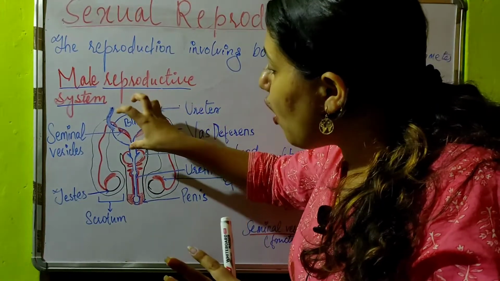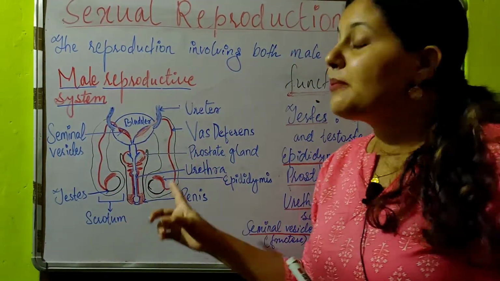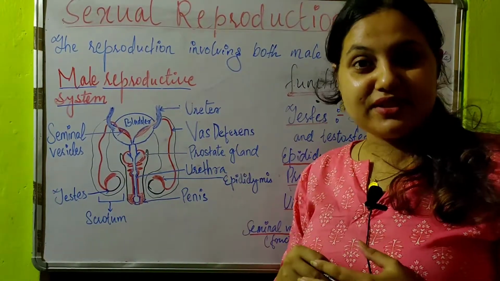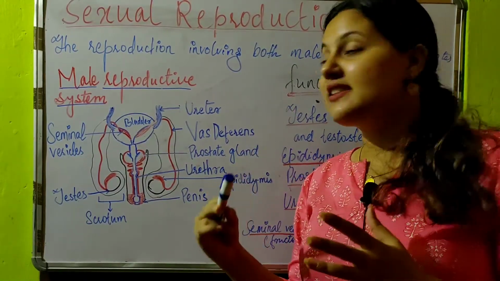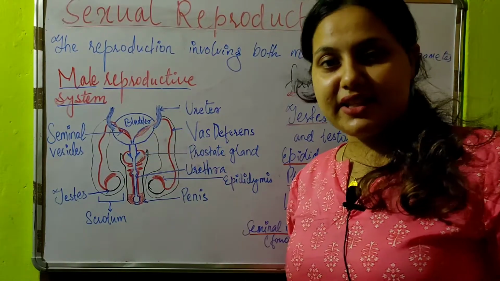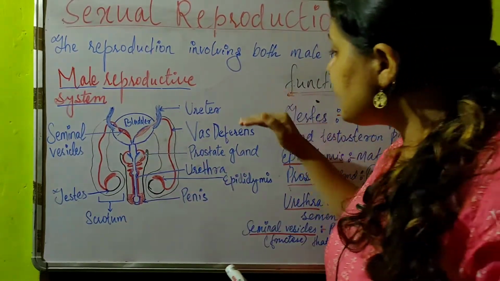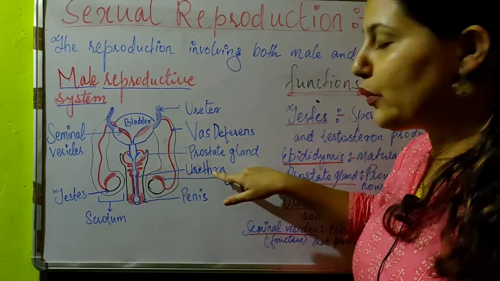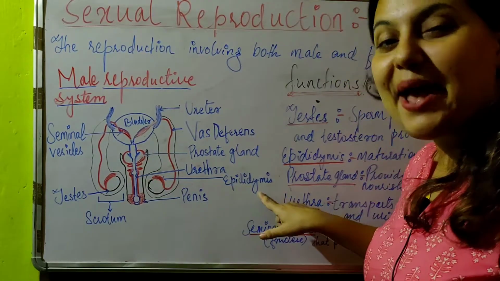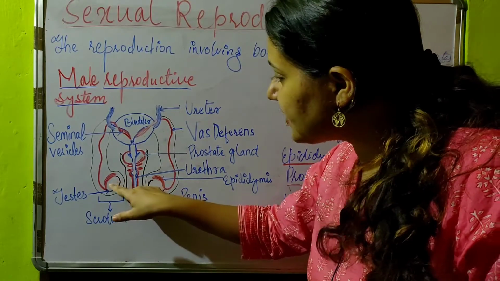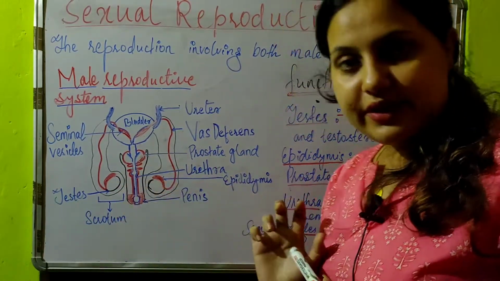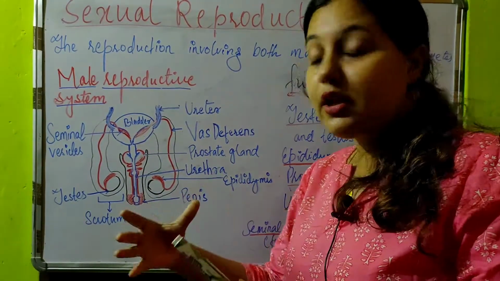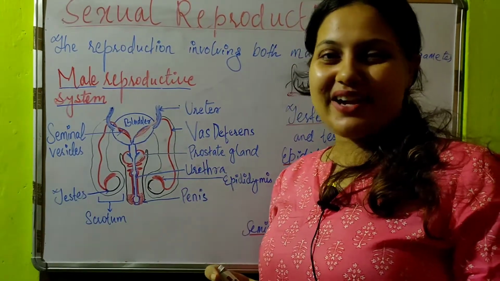That means there is a common passage for both the sperm as well as urine in the male reproductive system. But in the female reproductive system, we have different passages. That is the reason why we are emphasizing this. Now you can see the vast difference, right? This is the prostate gland, this is the urethra, this red part is the epididymis, and this is a testis. There are two testes or testicles. And this part is the penis, the main organ which helps during the process of reproduction.